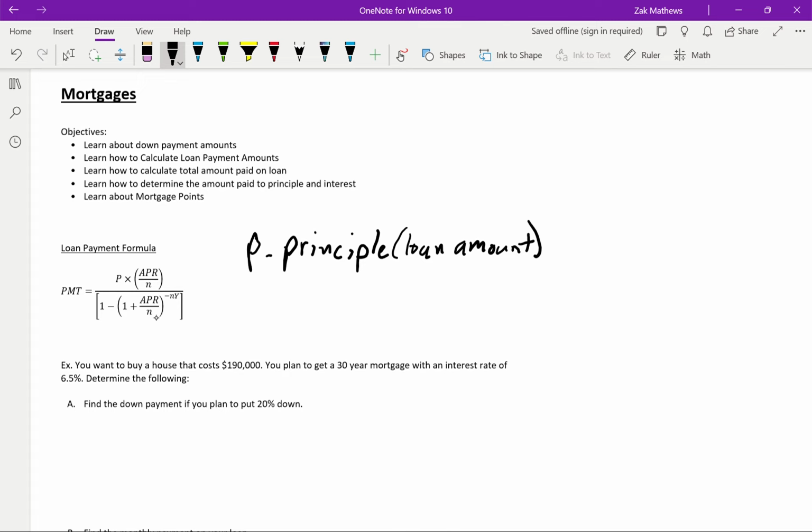APR, you may also see this written just as R. It's representing the rate. N is the number of payments per year.